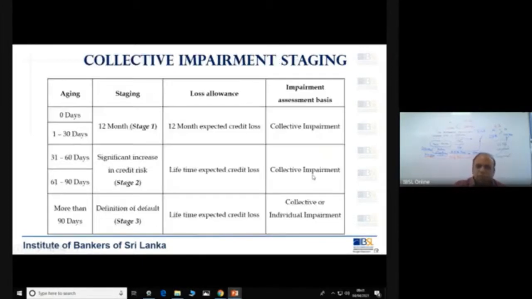And then there is a concept called 12-month expected credit loss and lifetime expected credit loss. So what does this mean is, for loans which are on stage 1, you consider or expect how this loan could behave in the next 12 months. And based on that, you make a provision. But for the remaining loans, you have to look at the entire remaining life of the loan. That is why we call it lifetime expected credit loss.